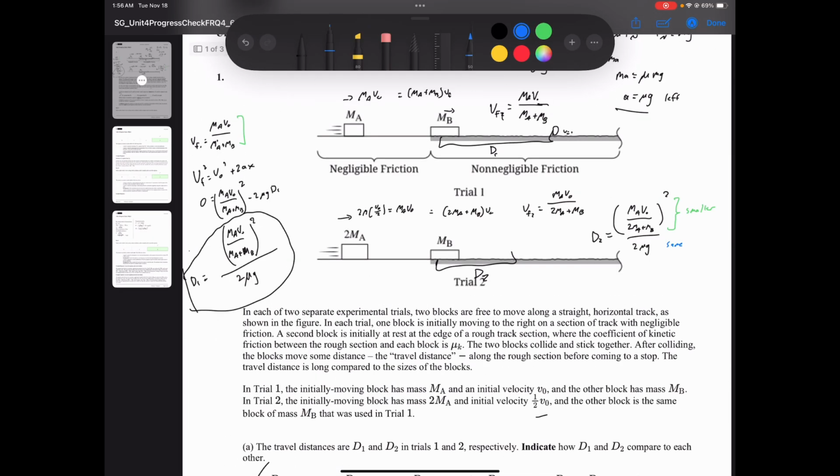So just writing the equation down for D2 shows that it is clearly smaller, because the numerator of this complex fraction has a larger denominator, and if you have a fraction with the same numerator and a larger denominator, that whole quantity is going to be smaller. So hopefully that makes sense.